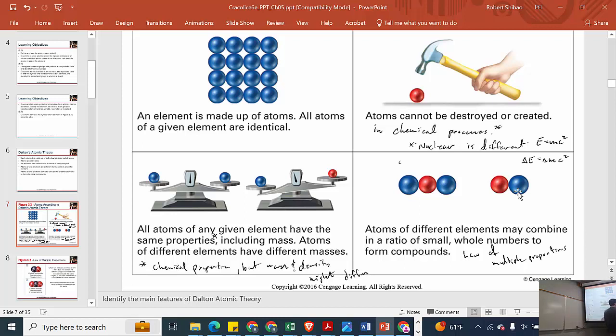Atoms of different elements may combine in a ratio of small whole numbers to form compounds. Do you know what law that is? We have simple whole number ratios. So this would be a 1 to 2 ratio. This is a 1 to 1 ratio. Law of constant composition just means it's always the same ratio. But simple whole number ratios, that's a different law. That's the law of, if you can read my writing here, law of multiple proportions.